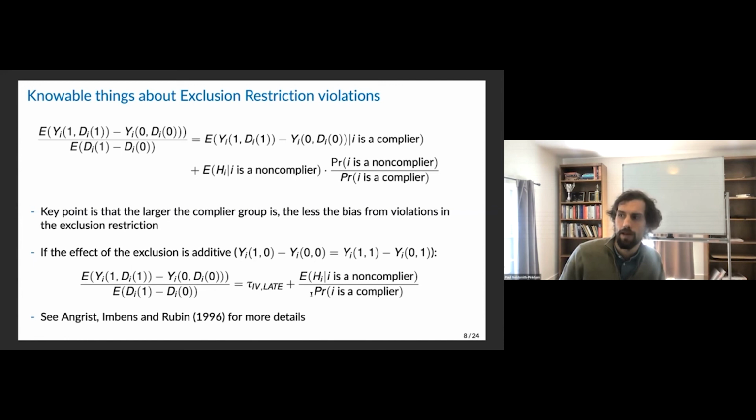And remember, this is something we can know. The share of people who are compliers is knowable. We talked about this last class and we're going to talk about it again. The complier share is literally the first stage coefficient. This is from their 1996 JASA paper.